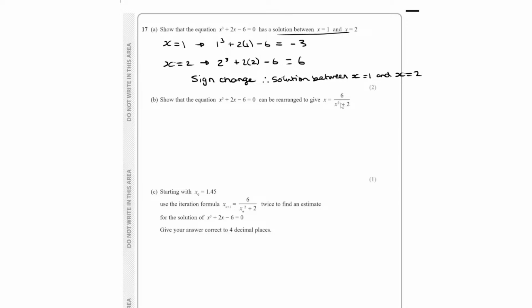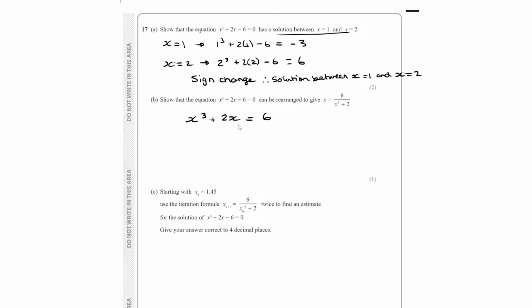So what it looks like here is, I think, first of all, they've moved the 6 across. That's the most obvious thing, isn't it? x cubed plus 2x equals 6, because the 6 is on the other side, but also now positive. And then they divided by x squared plus 2.